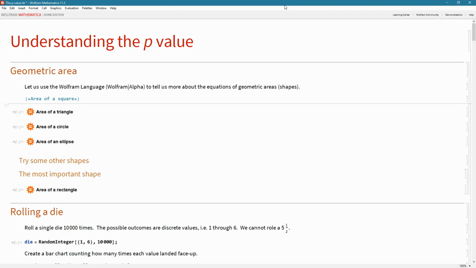I'm going to start off by doing something completely different though. I want us to go back to school and remember what the equations are for the areas of a shape. Because believe it or not, that is what a p-value is. So let's just start with that.